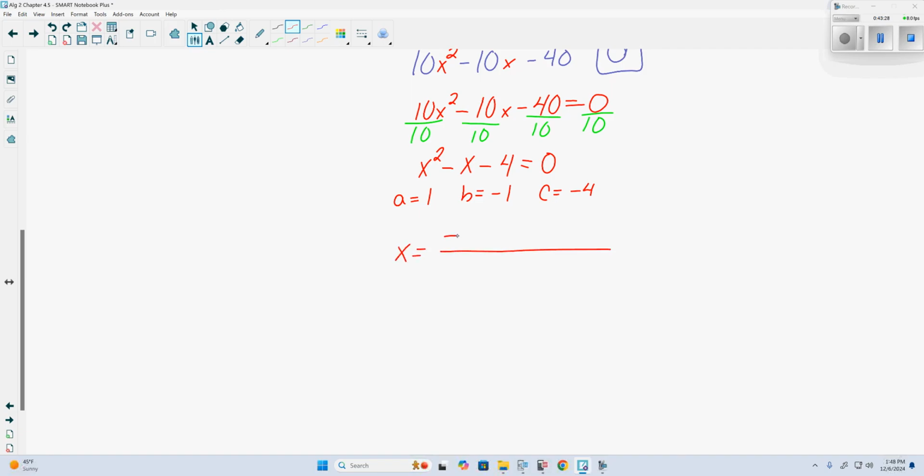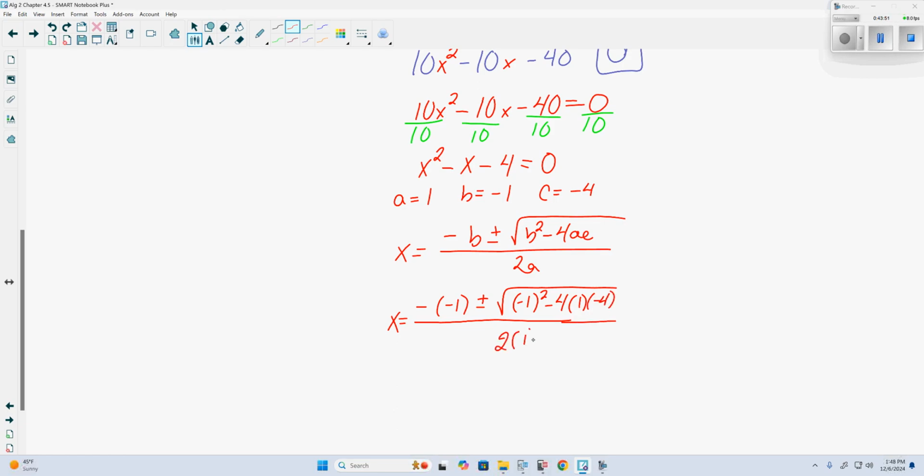Quadratic formula. Negative b plus or minus the square root of b squared minus 4ac all over 2a. So we have negative, our b value is negative 1, b squared minus 4 times a times c all over 2a. Because we're just plugging in a, b, and c. Plus and minus, yes.